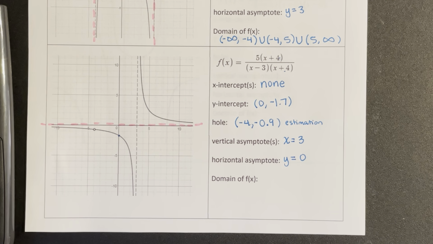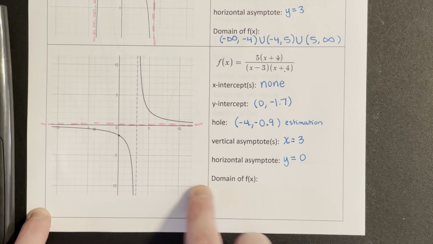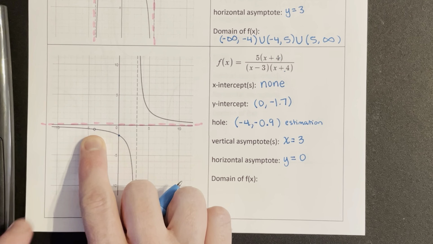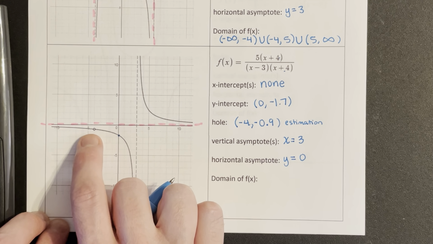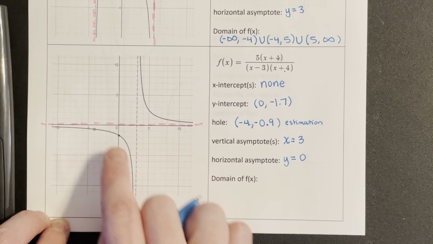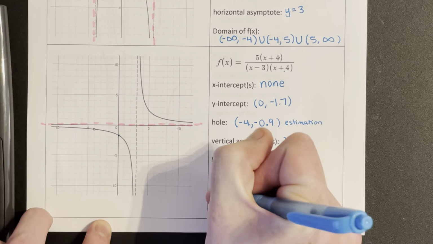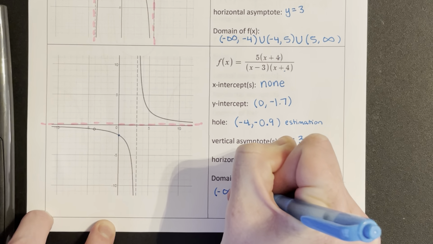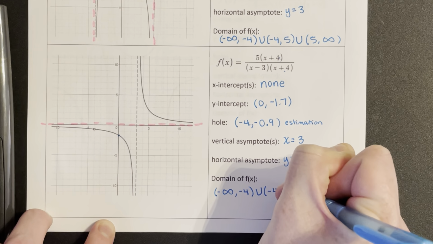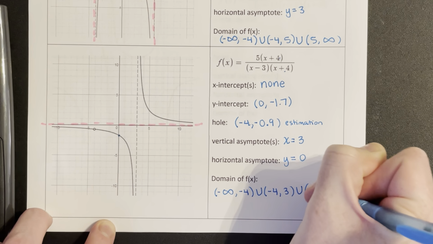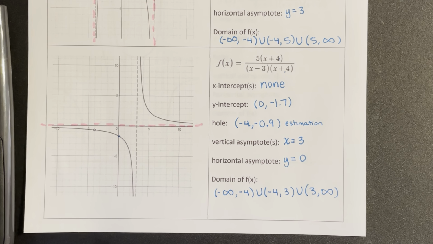All right, and we talked about how the domain of the function is all the x values. A hole is going to take out one of those x values. So that means that -4 is going to be excluded from the domain. But we have a vertical asymptote at 3, so that's also excluded. Our domain would say -infinity all the way to -4, union -4 to 3, union 3 to infinity. So we're only worried about the x values when we're referencing the domain.